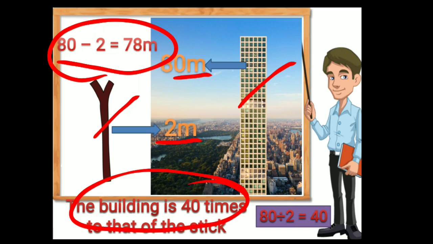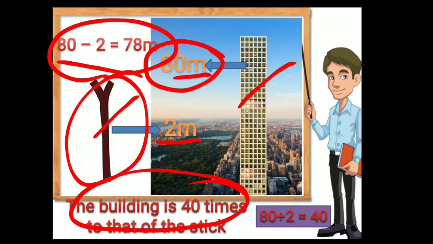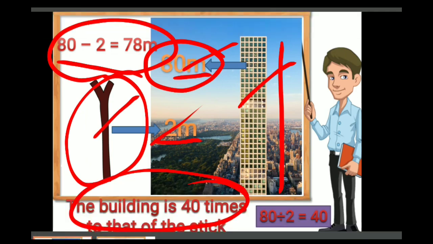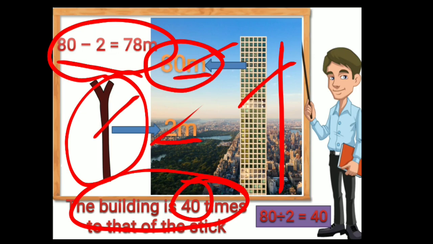Which is nothing but, if you want to equate the height of the sticks to the building, we have to put 40 sticks to make it equal to the height of the building, right? How did we get this 40? We got this 40 by dividing the length of the building by the length of the stick. So here we are comparing the building to the number of sticks.